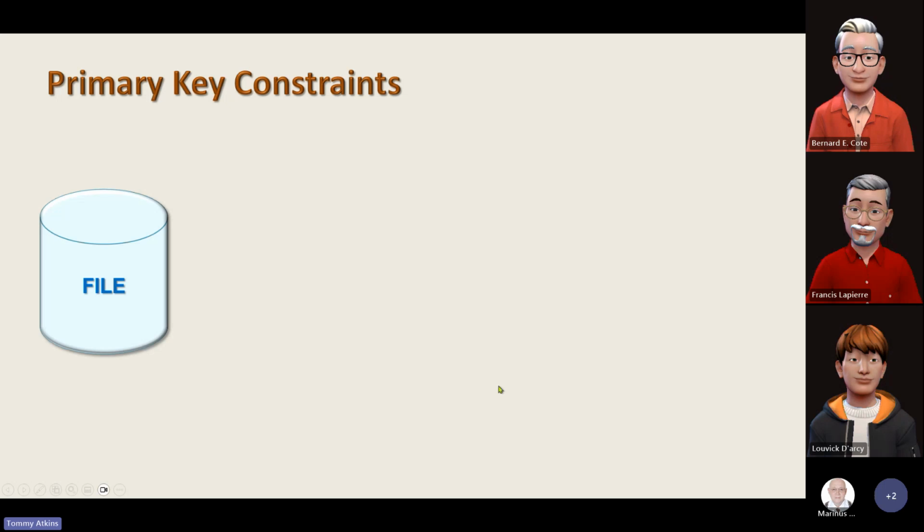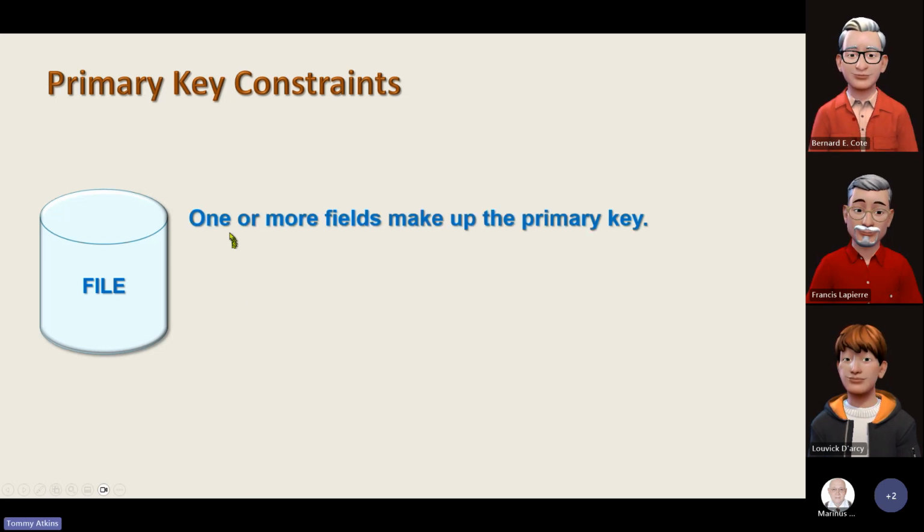First of all, primary key. I don't know whether I need to fuss with this too much. One or more fields make up the primary key. A primary key at the present time, as far as I am aware, has a maximum length, all fields combined, of 2,000 bytes.